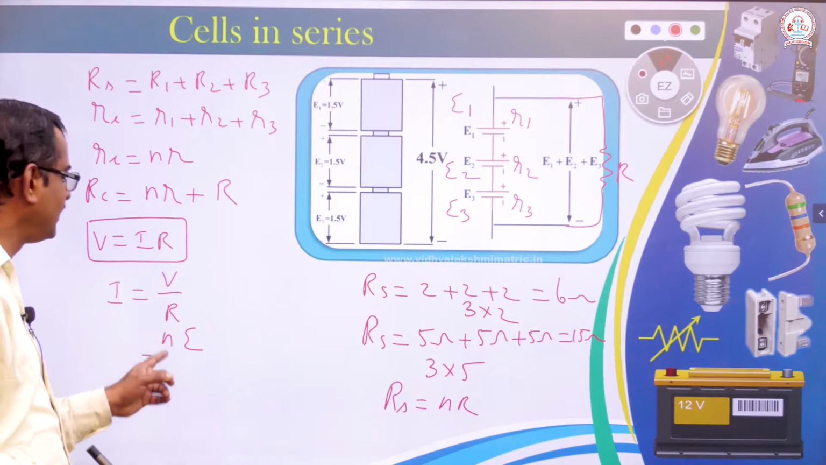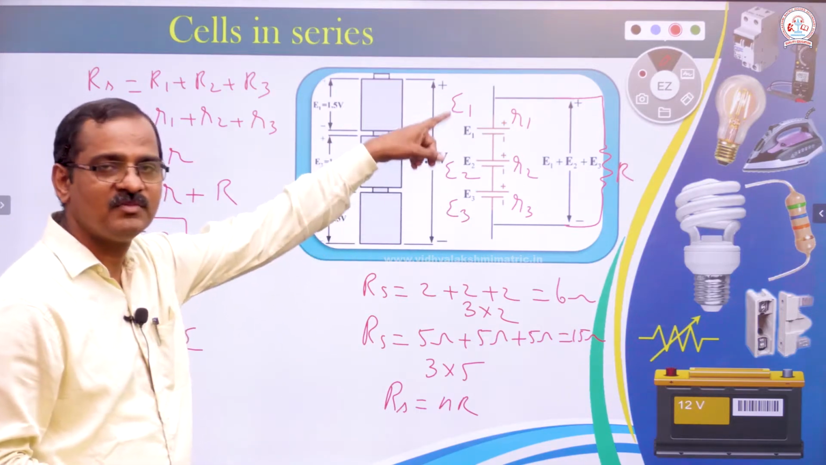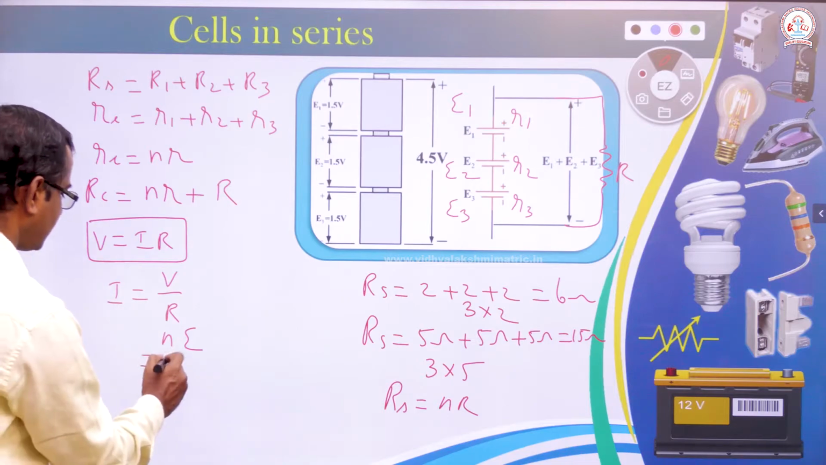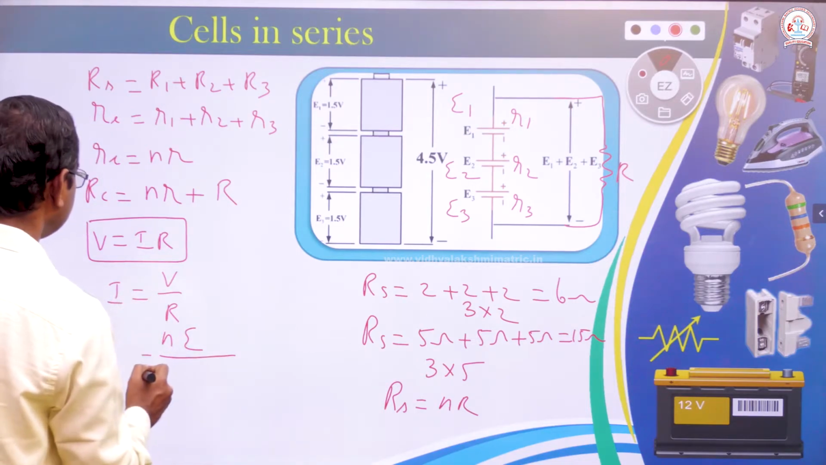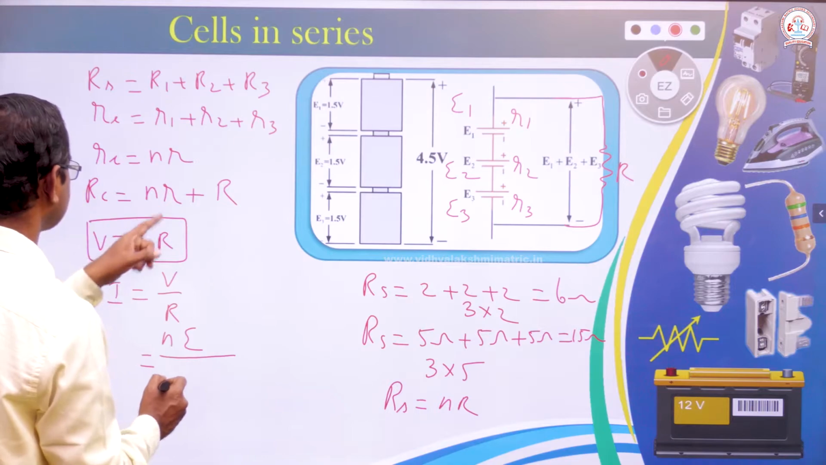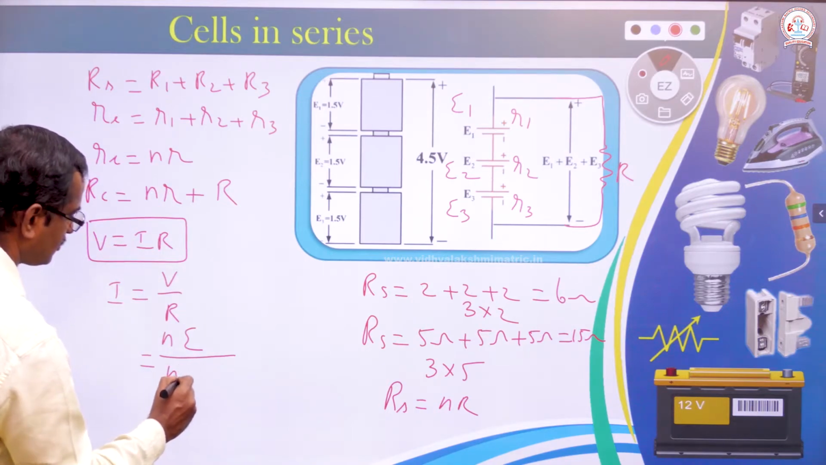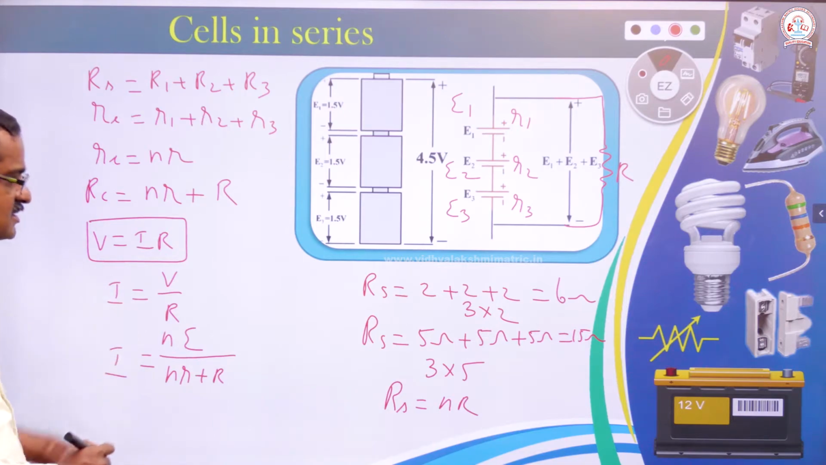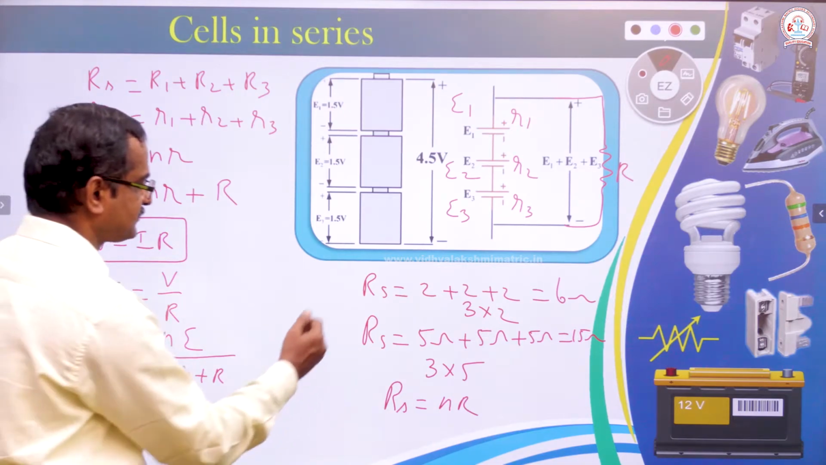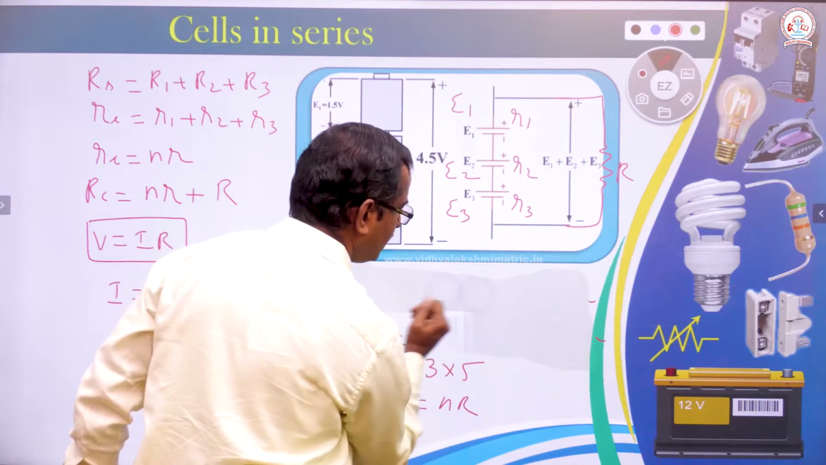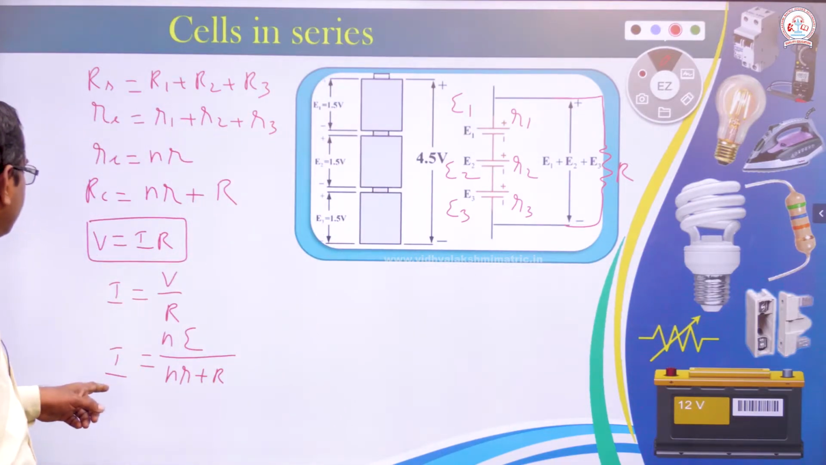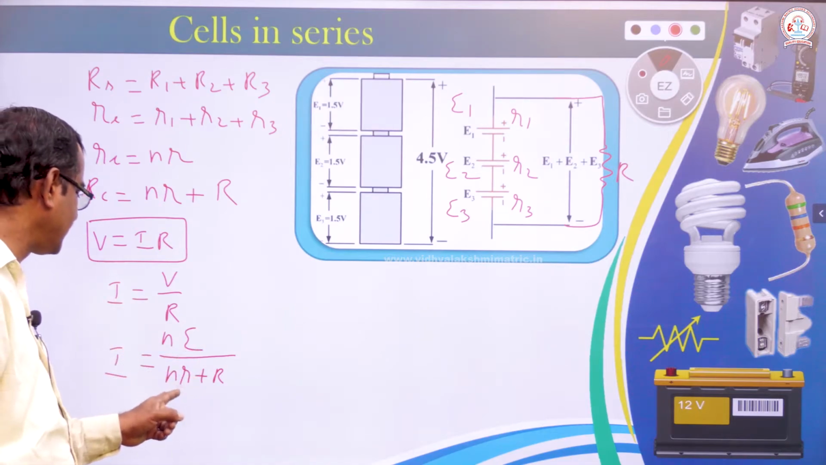So when the EMF of the cells are equal, we can write n into E divided by R. R is a resistance, isn't it? Effective resistance is equal to n into R plus R. This is the current in the circuit. Applying Ohm's law, we get V equal to I into R. Okay, current I is equal to n into epsilon by nR plus R.